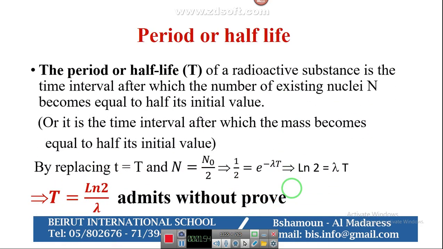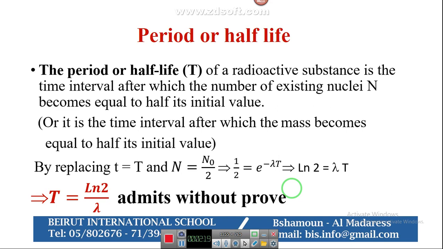Period or half-life. From chemistry, the period or half-life of a radioactive substance is the time needed for the number of nuclei to become half its initial value, or the time needed for the mass to become half its initial value.